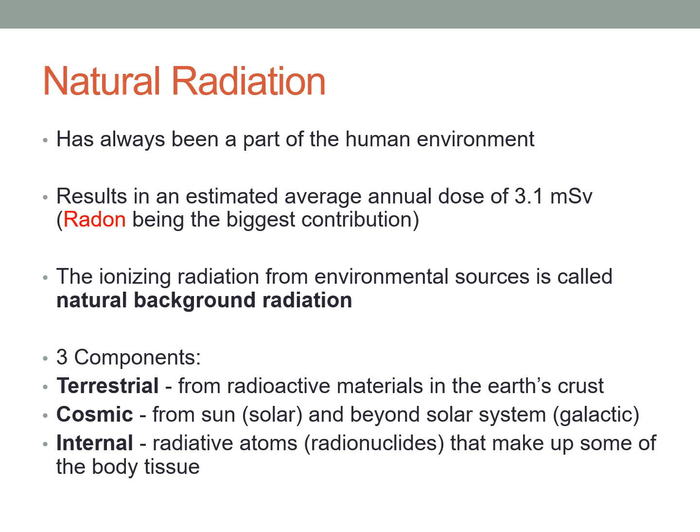Natural radiation has always been a part of the human environment and results in an estimated average dose of 3.1 millisieverts, radon being the biggest contribution. Again, that's what you find in basements or below sea level. The ionizing radiation from environmental sources is called natural background radiation. It has 3 components: terrestrial, radioactive materials in the Earth's crust; cosmic, which is from the sun; and internal, which is what happens in our body with metabolism.